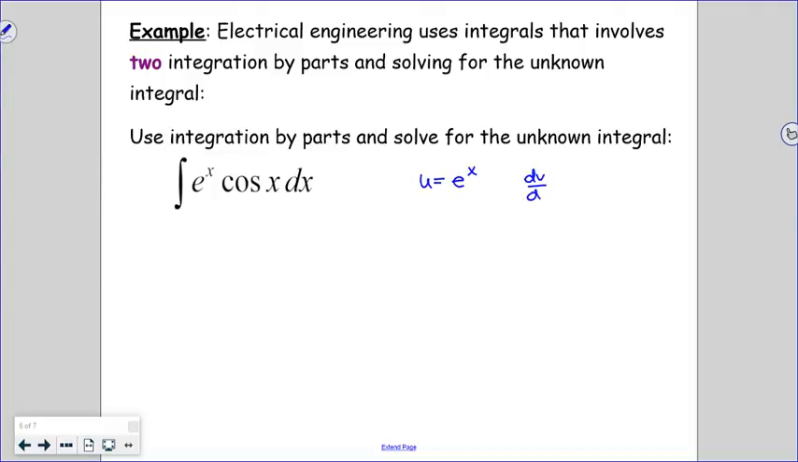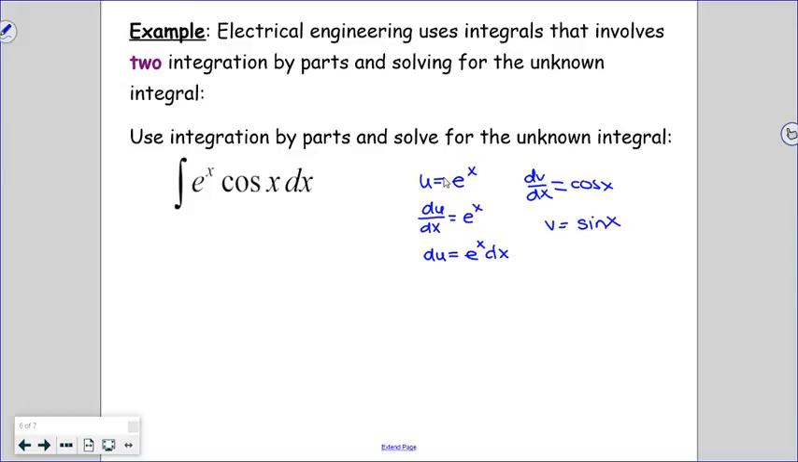Which means dv dx equals cosine x. So follow my normal integration by parts rule here. The derivative of e to the x is e to the x. And my antiderivative of cosine x is sine x.